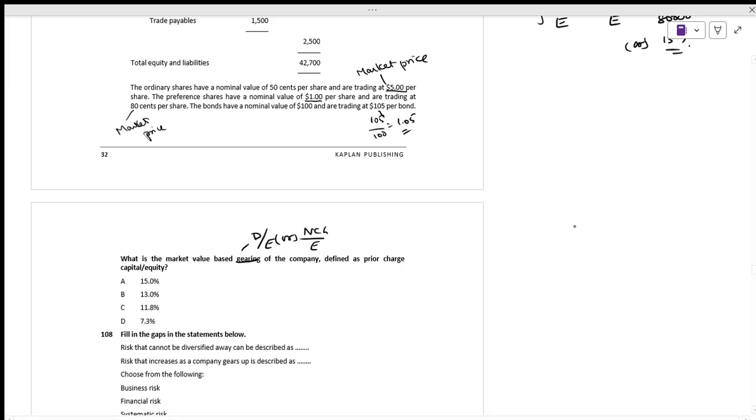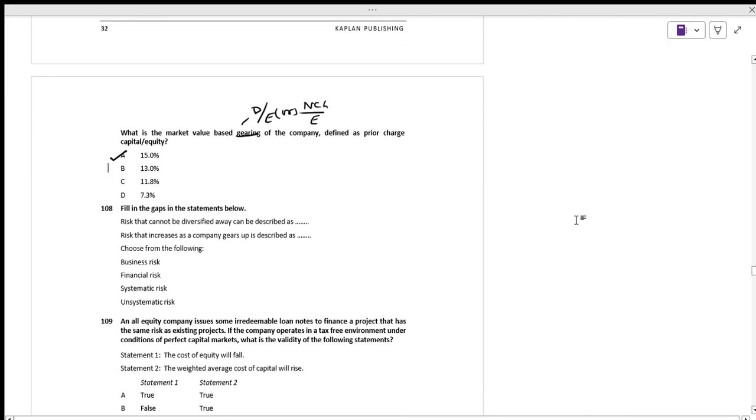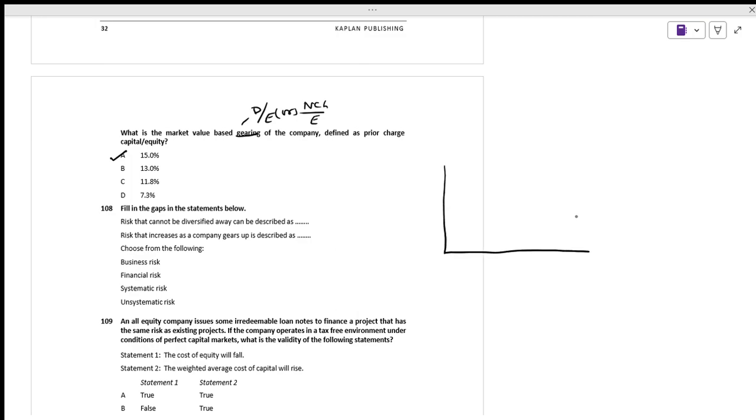The answer is 15%. Next, fill in the gaps with the following statement. Risk that cannot be diversified can be described as blank; risk that increases as the gearing increases is described as blank. See, this is what it says. Again, this is the graph. You have to be very clear on this.